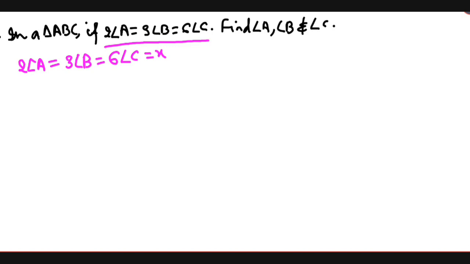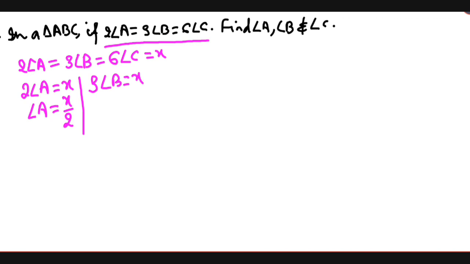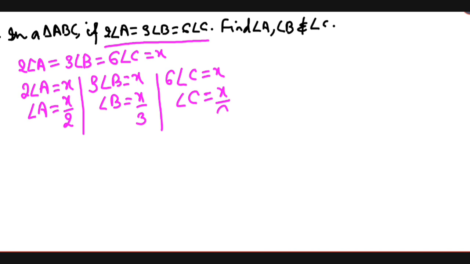What should be done now? We can write twice angle A is equal to X. Therefore, angle A will be equal to X upon 2. Now let's see the next part, that is thrice angle B is also equal to X. Therefore, angle B will be equal to X upon 3. Now let's move to the third part, that is 6 times angle C is also equal to X. Therefore, angle C will be equal to X upon 6.